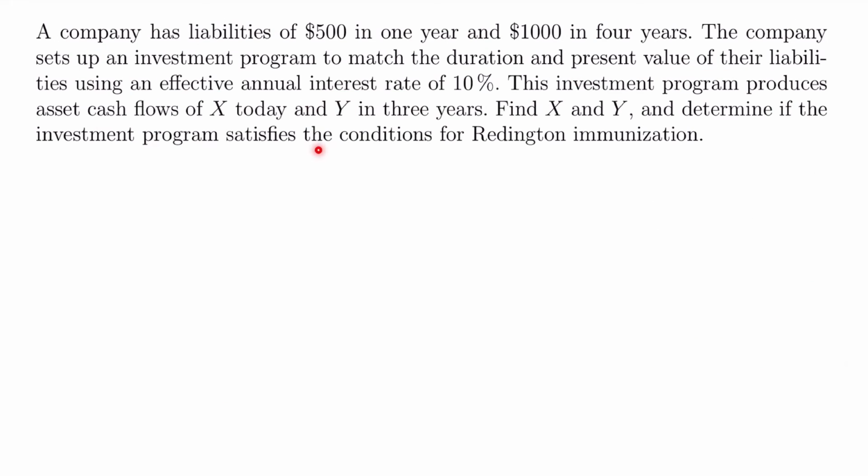Okay, so here's our second example. A company has liabilities of $500 in 1 year and $1,000 in 4 years. The company sets up an investment program to match the duration and present value of their liabilities using an effective annual interest rate of 10%. This investment program produces asset cash flows of X today and Y in 3 years. Find X and Y and determine if the investment program satisfies the conditions for Redington immunization.